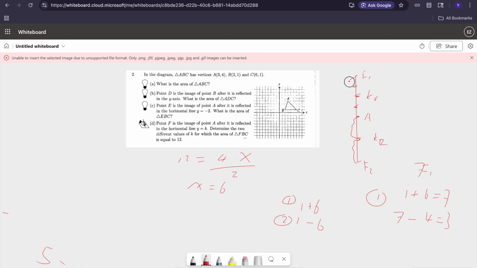Right now we find this part. But since we're looking for the difference between F1 and A, we're actually looking for the midpoint of it. So we do 3 over 2 to find the difference between K1 and A, and then plus A, which is 4. And we find our first answer, 5.5.